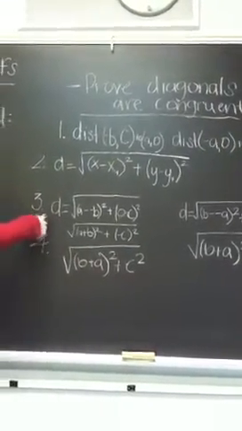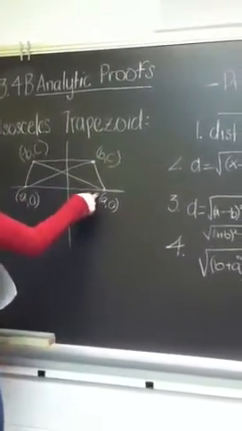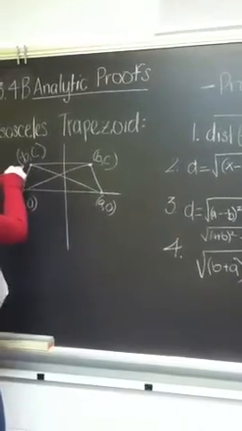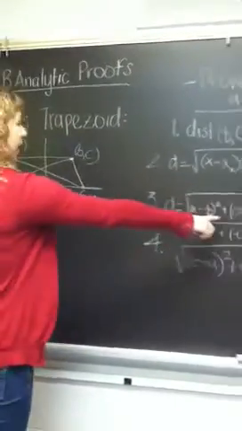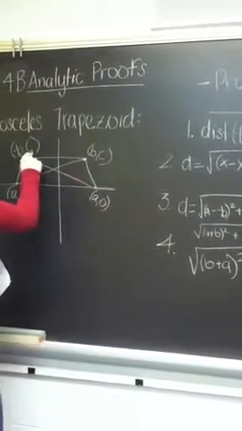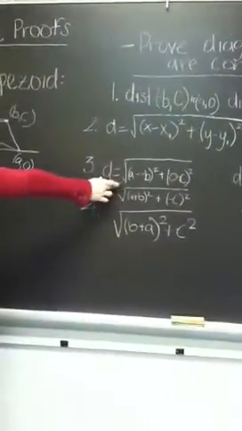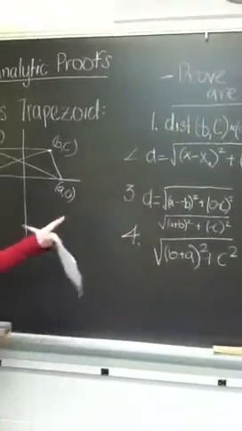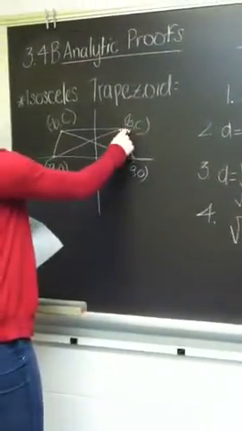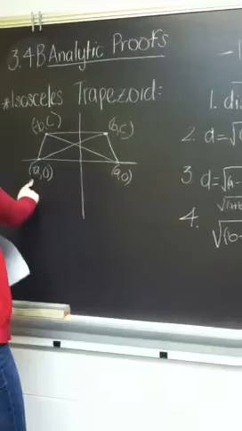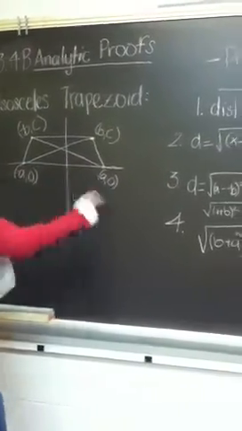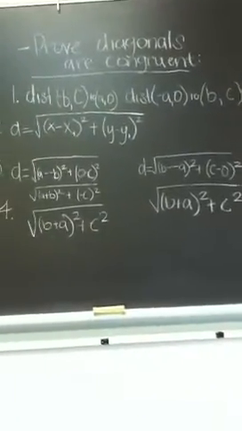For the first one, we're going to use this diagonal. So we have A, which is x, minus a negative b, and then squared, plus 0 minus c squared. And so that's your first distance for your first diagonal. Then you're going to find the distance for the second diagonal, which is b minus a negative a squared plus a c minus 0 squared. Then your last step is to simplify them.